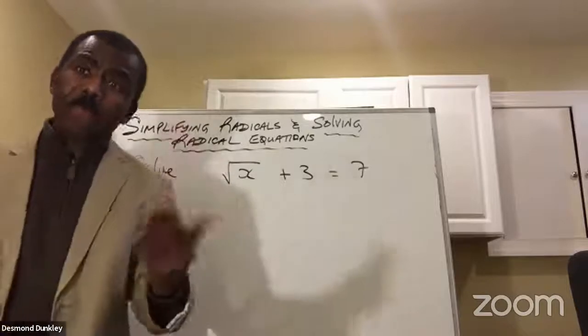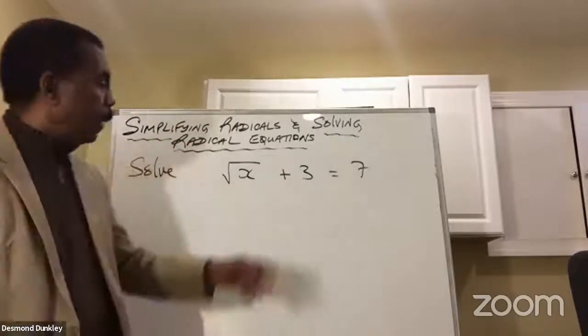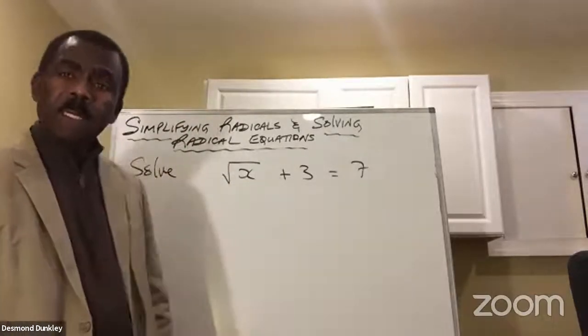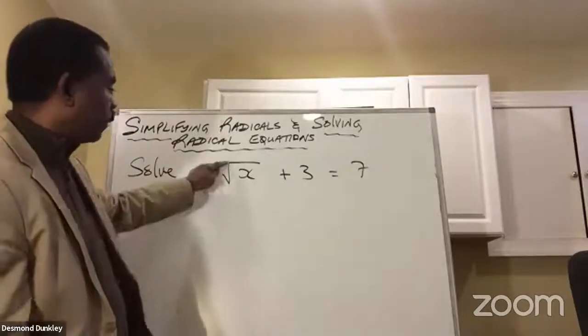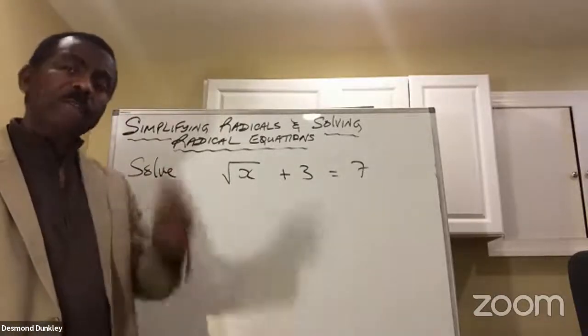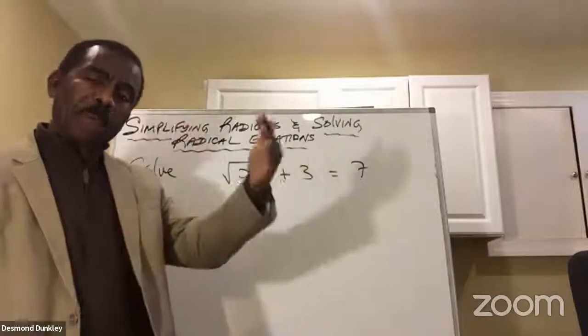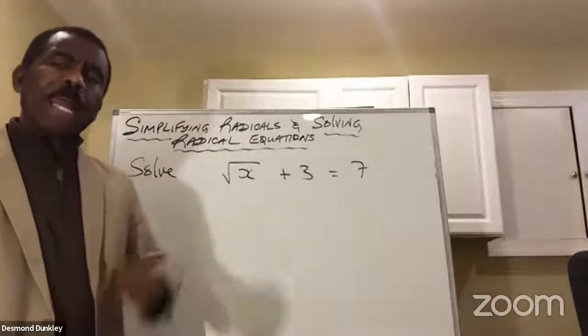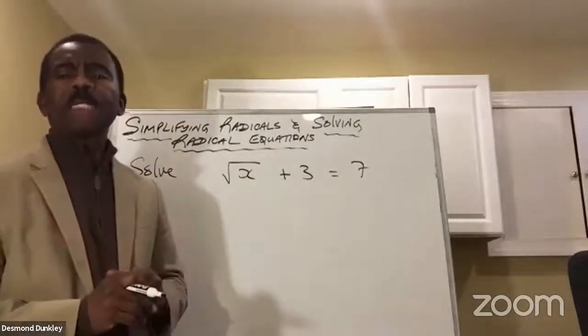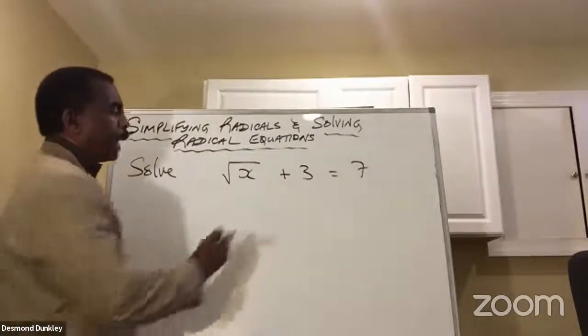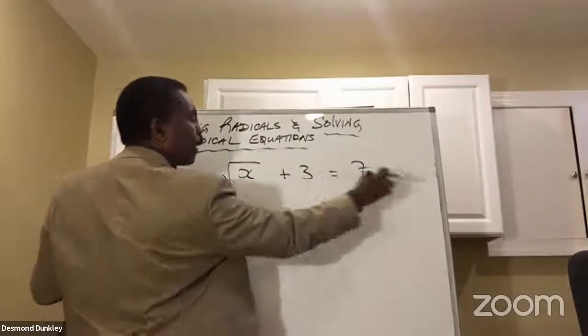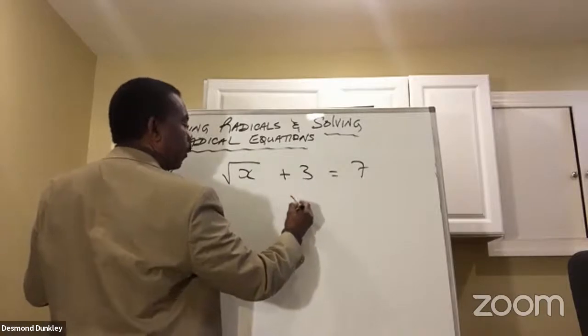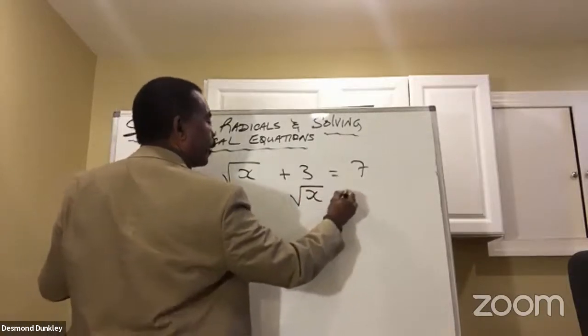So what do I need to do? How would I accomplish that? Well, I must get rid of the positive 3, and then I also must get rid of the radical. So I have two things to do. Get rid of the positive 3, get rid of the radical, boom, x is by itself. So how do I get rid of this positive 3? I subtract 3 from both sides. So now we end up with square root of x is equal to 4.